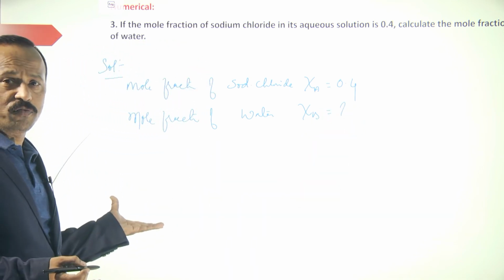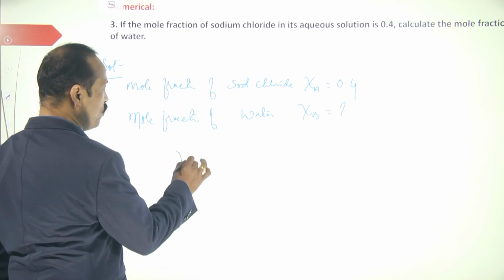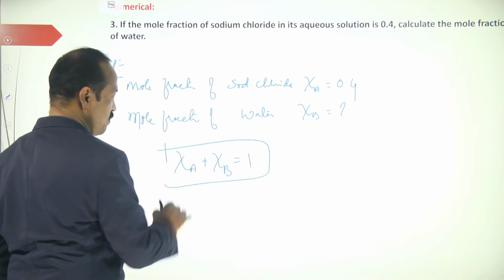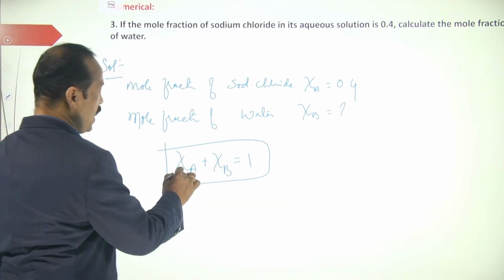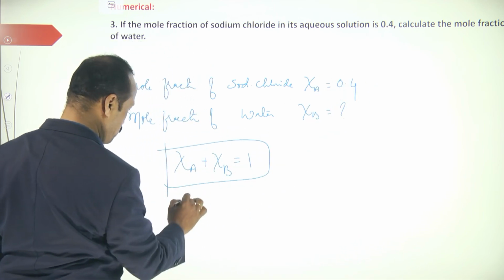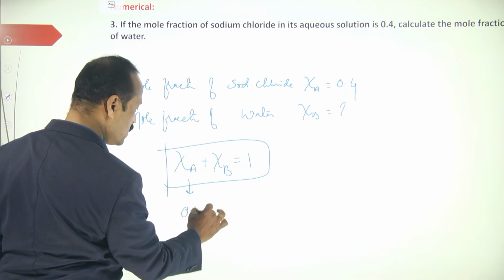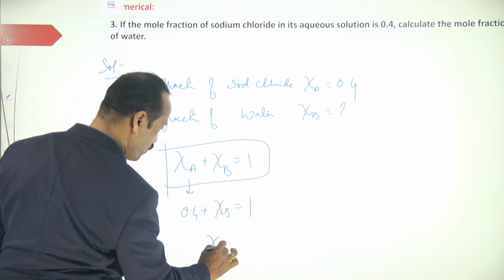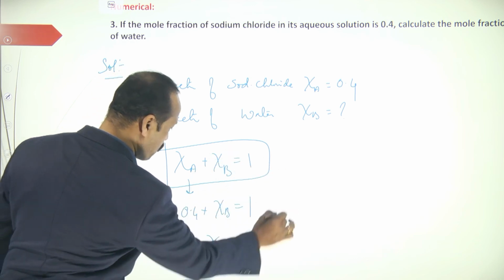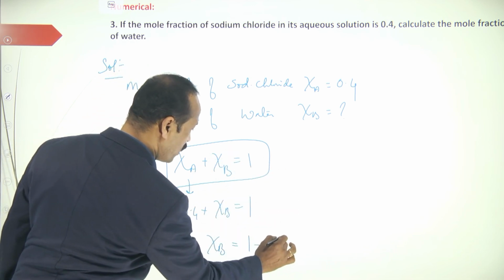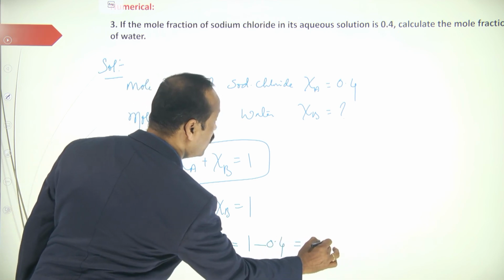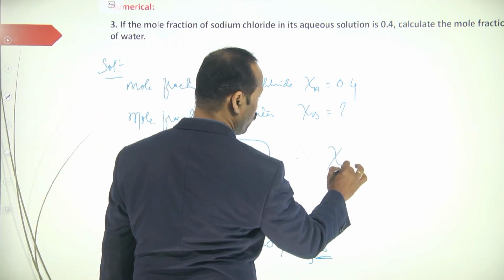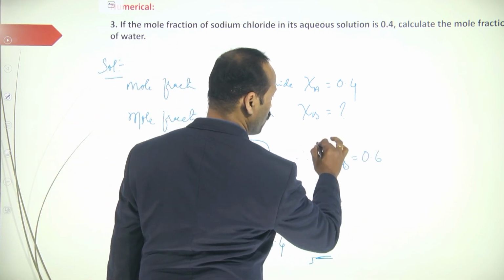Very simple. Just now I gave one formula: the sum of the mole fractions of solute and solvent should be equal to 1. Now substitute Xa, that is 0.4, so in place of this write 0.4. This we don't know, so write the mole fraction of solvent as it is, equal to 1. Now take 0.4 to that side, minus 0.4. So that comes to 0.6. Therefore, the mole fraction of solvent is 0.6.